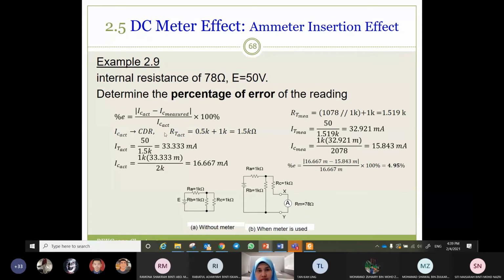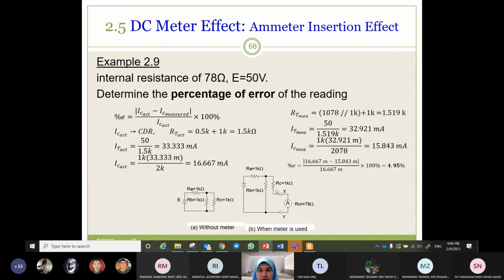Now we repeat the same step. We want to find the total current, the new current. V divided by R: 50 divided by the new R, and we get the new I total.